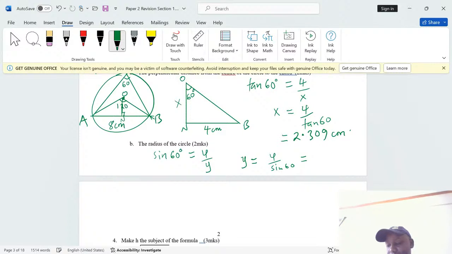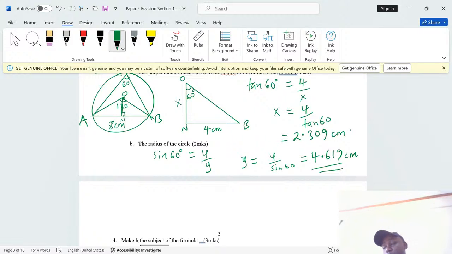This is going to give us 4.619 centimeters. Remember, the answer, according to the instructions, is supposed to be 4 significant figures. That is exactly what we are doing.